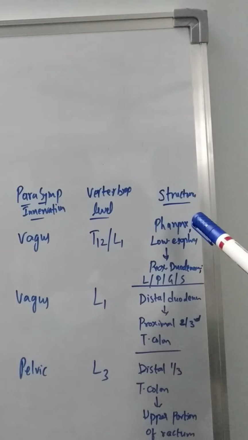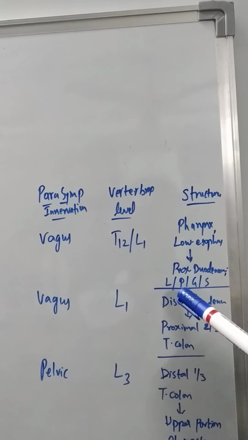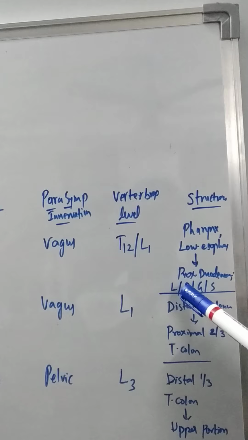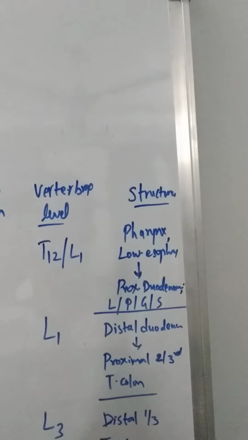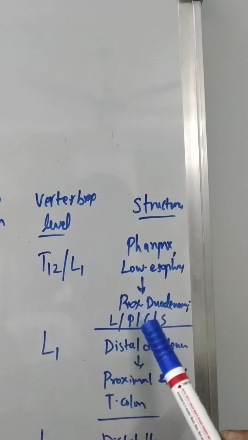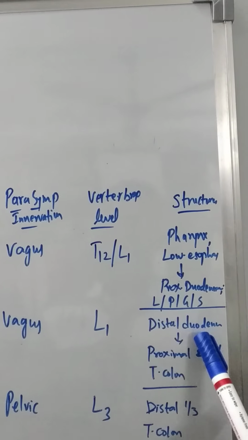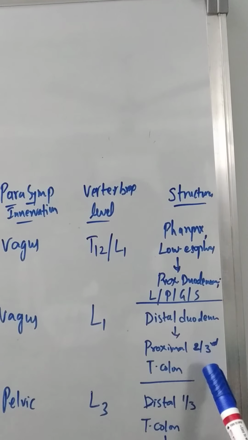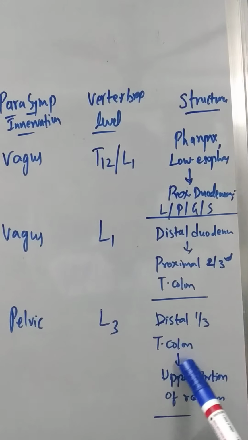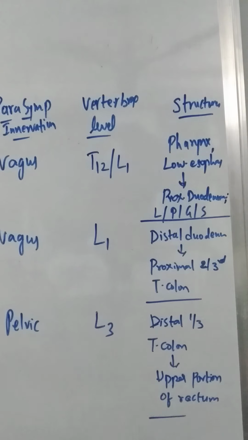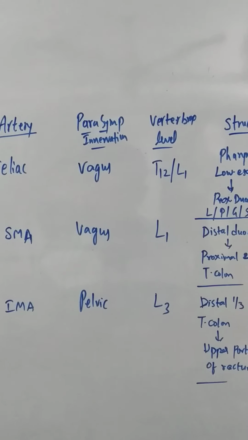What are the structures in the foregut? Pharynx, lower esophagus to proximal duodenum, and the liver, pancreas, gallbladder, and spleen. Midgut structures are the distal duodenum to the proximal two-thirds of the transverse colon. In the hindgut, the distal one-third of the transverse colon to the upper portion of the rectum. So this is the whole gastrointestinal blood supply and innervation.